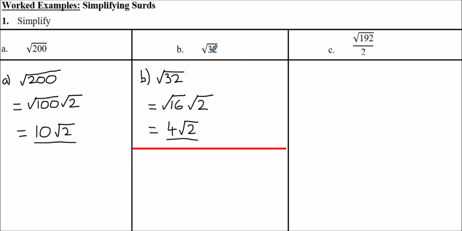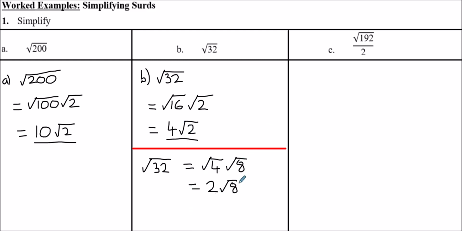And so, for example, if you thought, well, root 32, 4 is a square number, you might have written it as root 4 root 8. So root 4 would be 2. We'd end up with 2 root 8. So that isn't the same as 4 root 2.